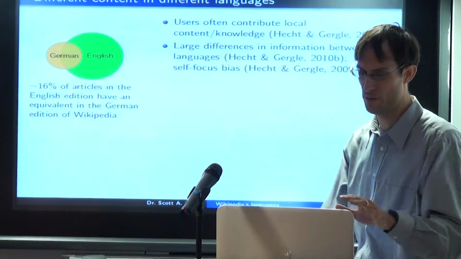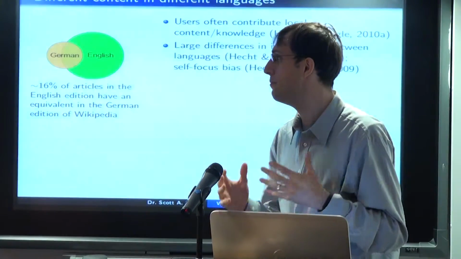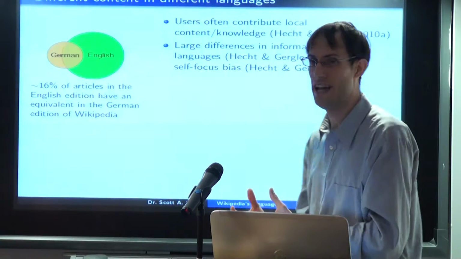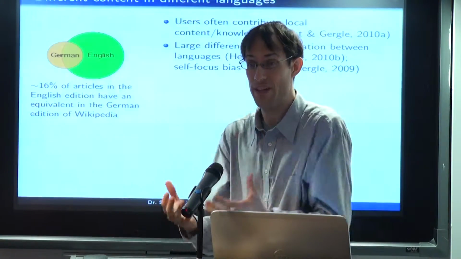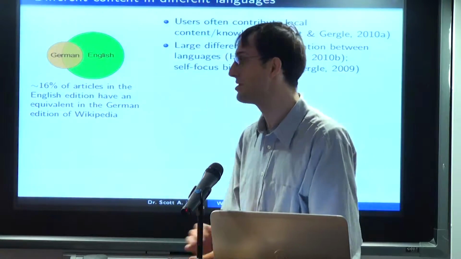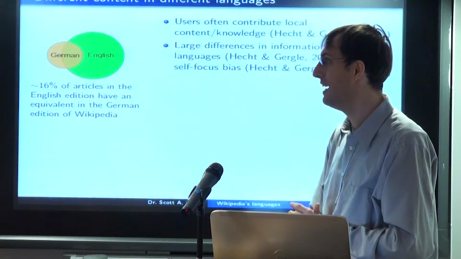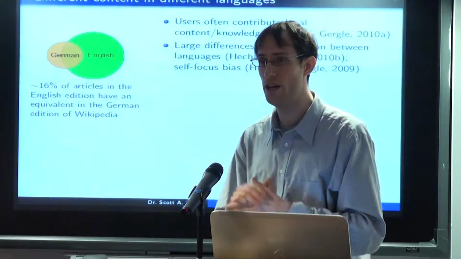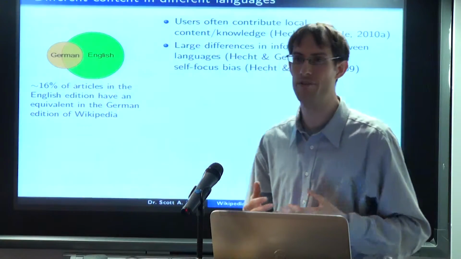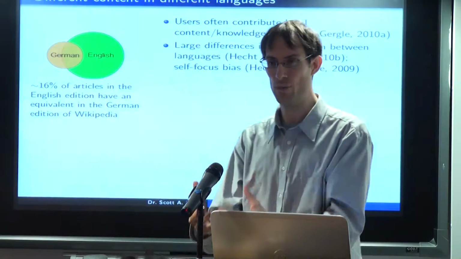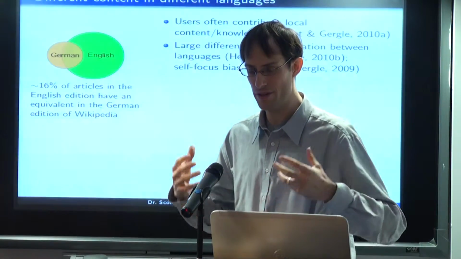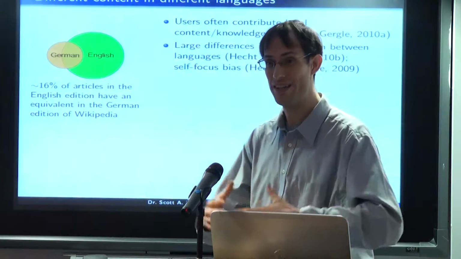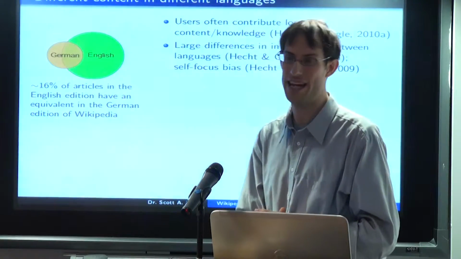And why is this? Well, this is primarily resulting because users contribute a lot of local content. They contribute things that they know about, things that are local to them in geographic space, and as a result there are these large differences, and there's also a self-focused bias. So if you go to Wikipedia and you read in one language, there's a lot more information about regions and places that speak that language than about places that don't speak that language.